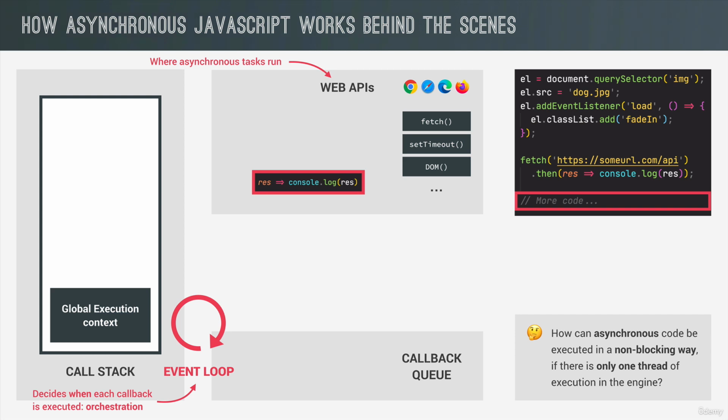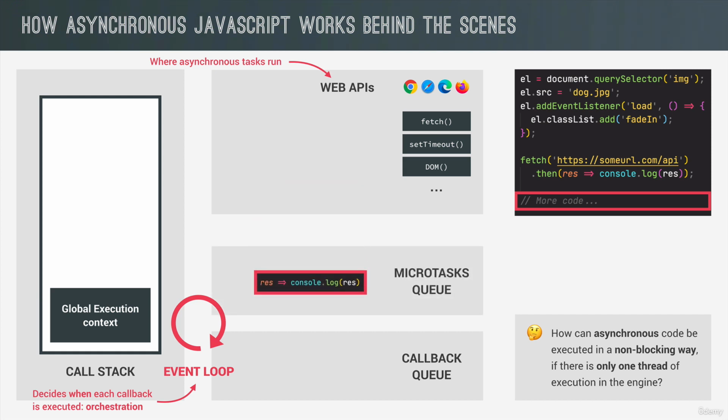Now, callbacks related to promises, like this one that we registered with the promise's then method, do actually not go into the callback queue. So again, this callback that we still have here, which is coming from a promise, will not be moved into the callback queue. Instead, callbacks of promises have a special queue for themselves, which is the so-called microtasks queue. Now, what is special about the microtasks queue is that it basically has priority over the callback queue.